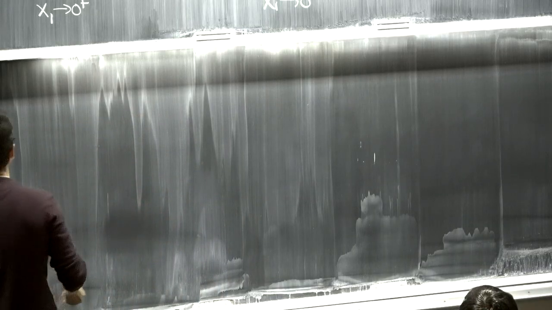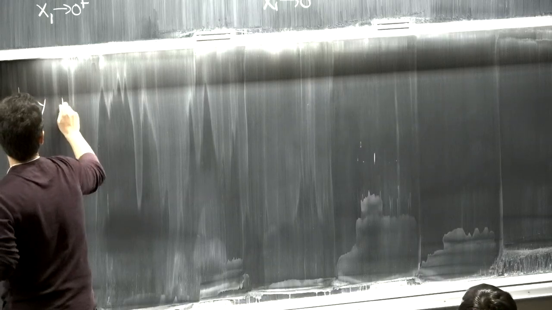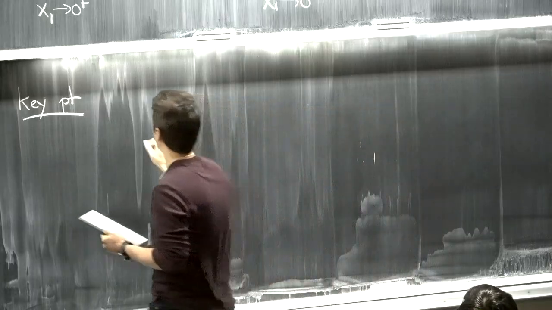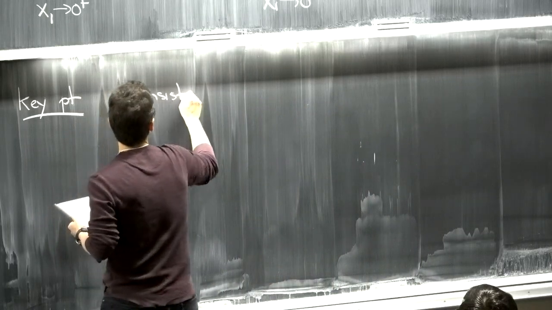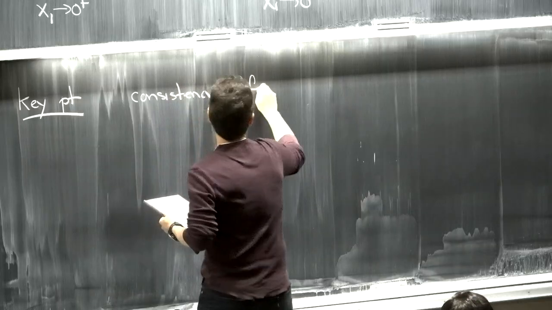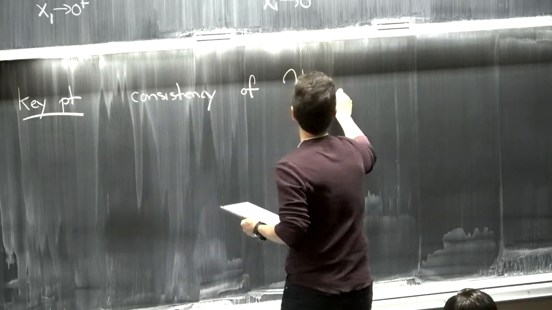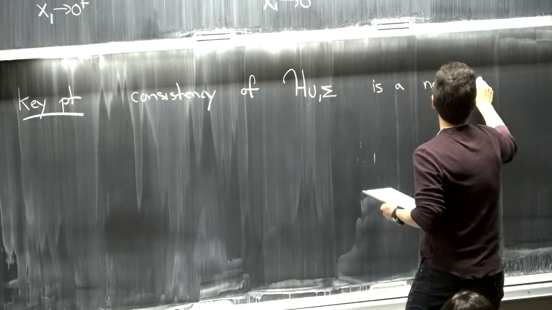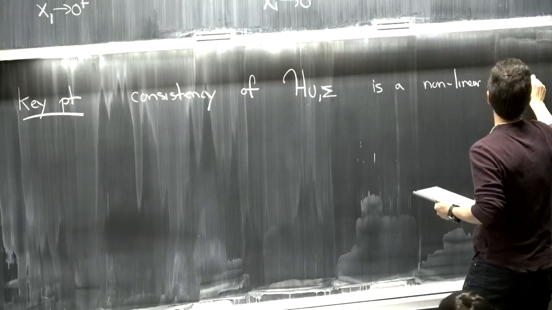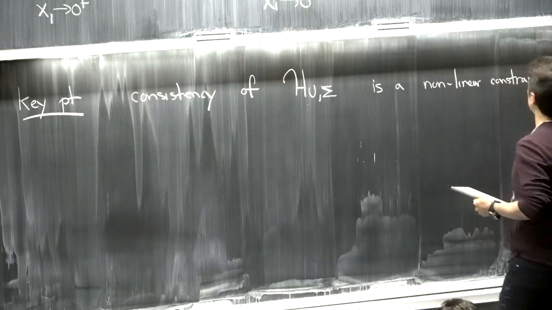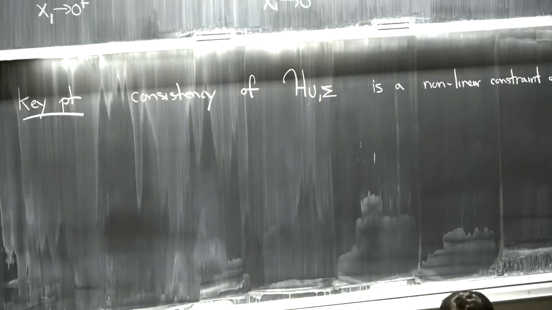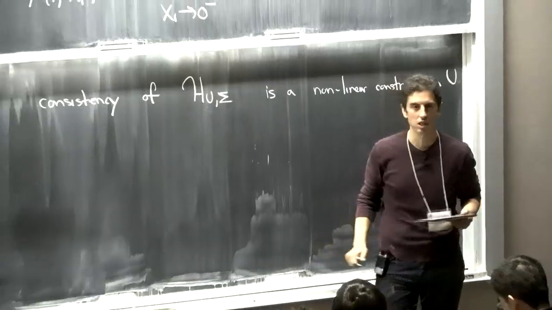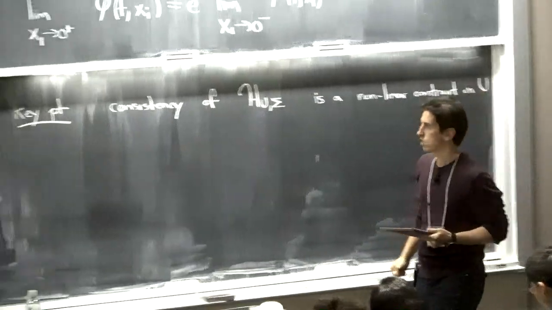Okay, so a key point. We're done with the aside. We're going back to the general discussion. The consistency of this Hilbert space is a nonlinear constraint on U. This will give a very rigid structure to what we mean by symmetry, demanding that all these Hilbert spaces exist. Okay? So, yes?